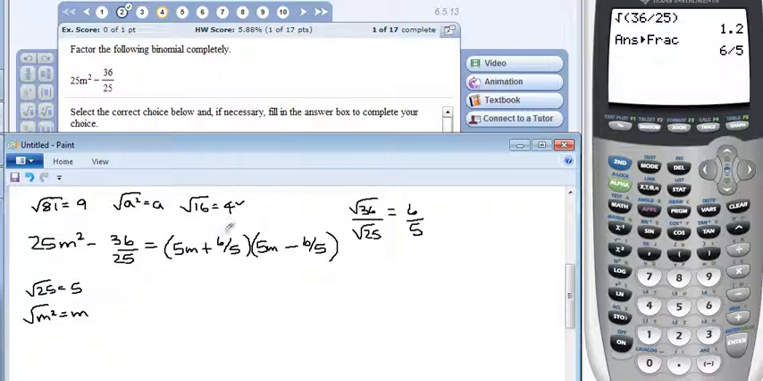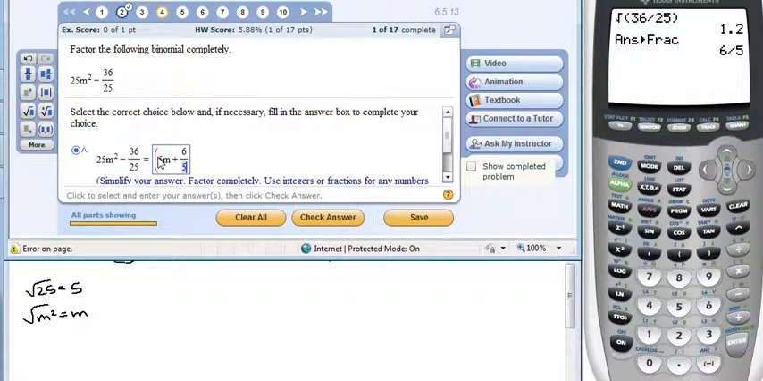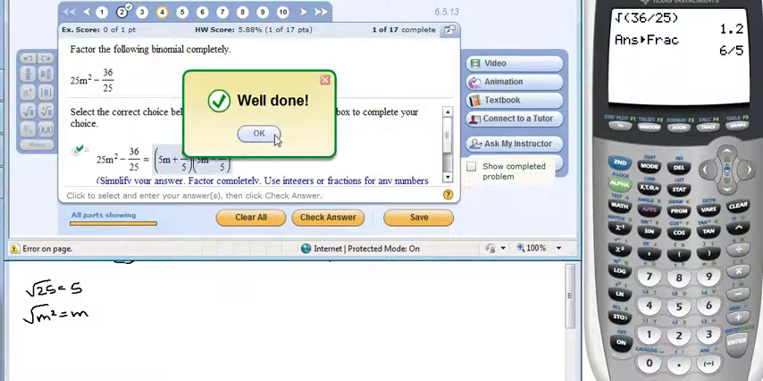Okay, does it matter what order these go in? No, certainly does not. All right, so we want 5m plus 6/5 and 5m minus 6/5. Is that what we have there? Well done.